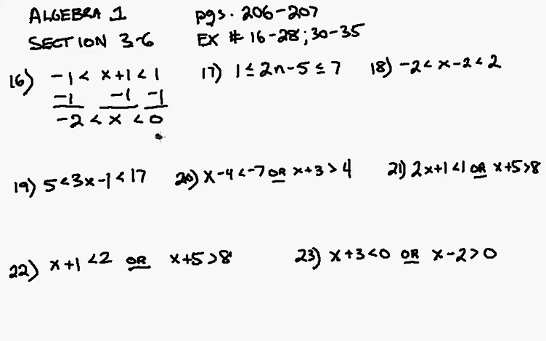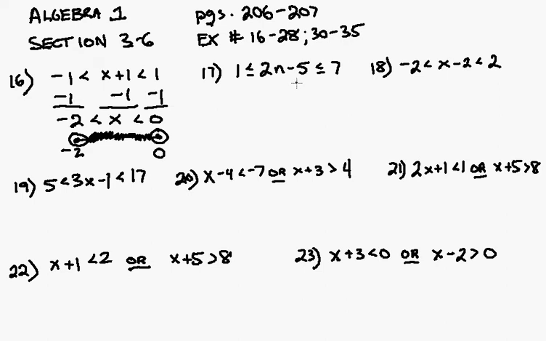So our number line, now we go from 0 to negative 2. And these are open circles. And it's all the points in between that go, if you put any one of those points in for x, that'll make that statement true.